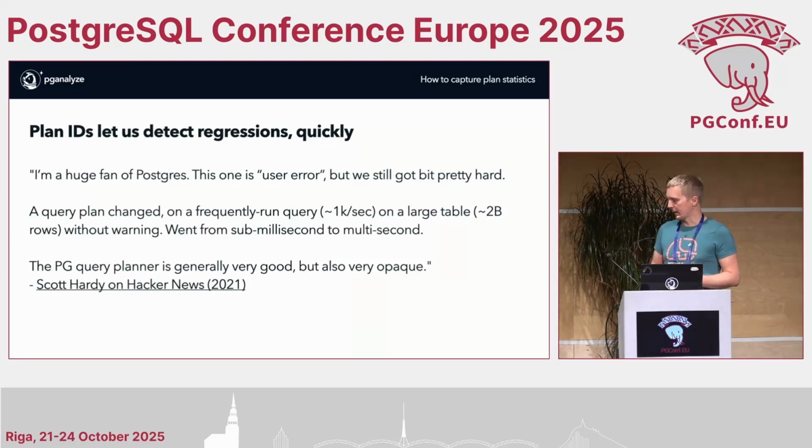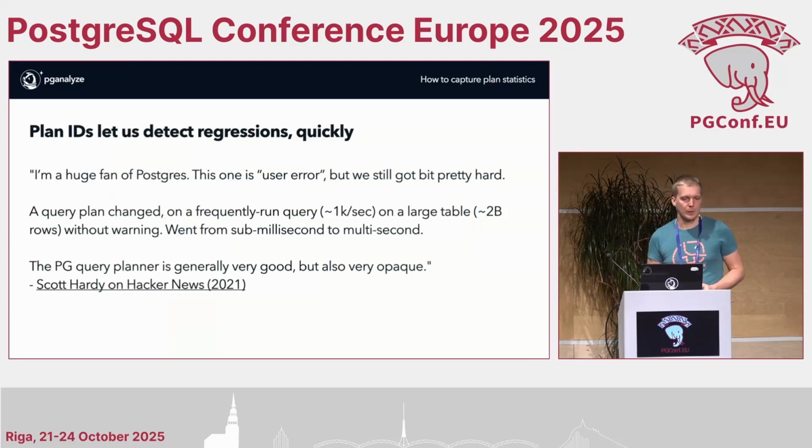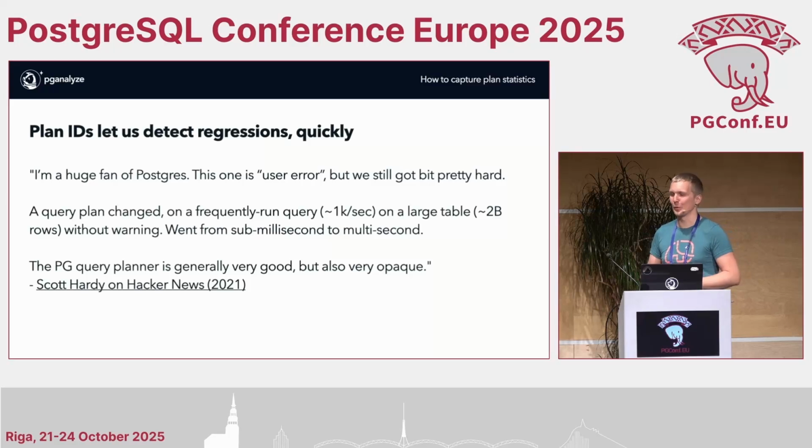And this is a quote that I found a couple of months ago when I first prepared the first version of these slides. Back in 2021, somebody was saying they're a huge fan of Postgres, but they were pretty frustrated with something in Postgres. The frustration was basically, they think it's a user error, but they were still hit pretty hard. They had a pretty bad experience because the query plan suddenly changed on a frequently run query. The query was running 1,000 times per second. It was a large table. And so suddenly that query that was running so often changed from sub-millisecond to multi-second. Right? And you can imagine the pain that brings to a production database.